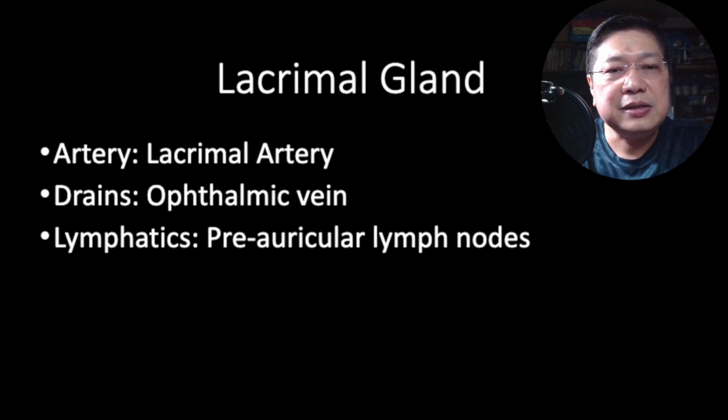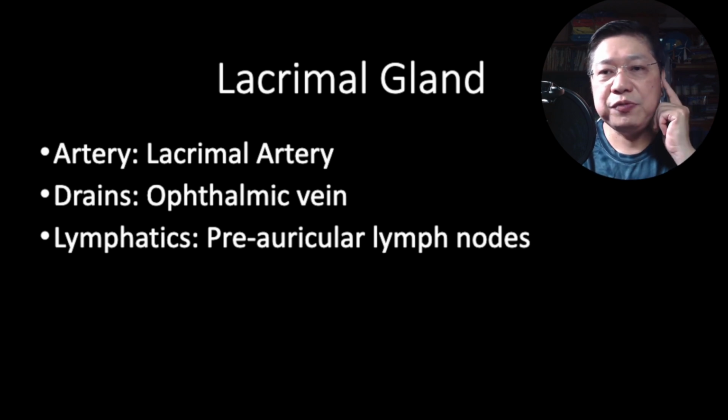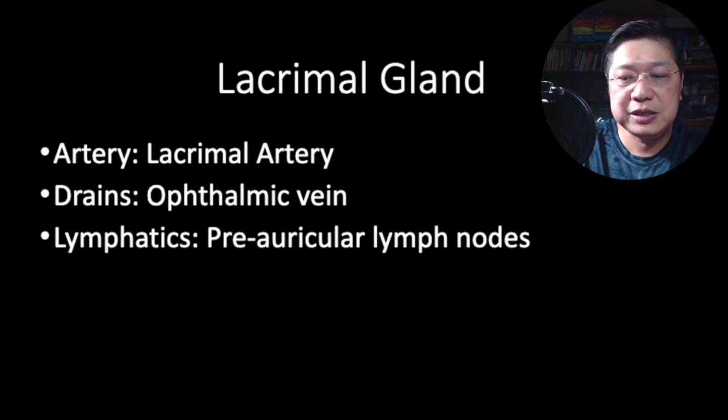Your lacrimal gland is nourished by your lacrimal artery. It's drained by your ophthalmic vein, and its lymphatics are in the preauricular lymph node. So any infection in your lacrimal glands, you will have small nodes in front of your ear. So you'll have lymphadenopathies in this area.